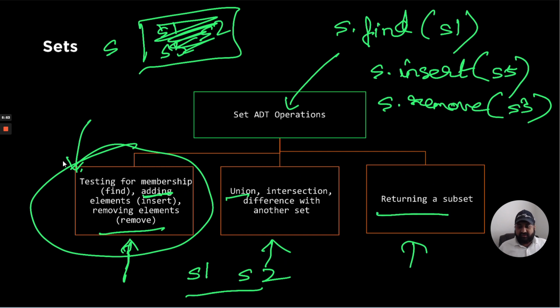Also, there's a third operation which is frequently used, which is returning a subset. If I ask you whether S2 is a subset of S1, it might return true or false, or if I ask you to generate a subset of a set, the function will basically return a subset.